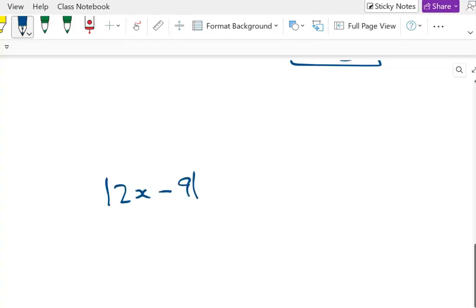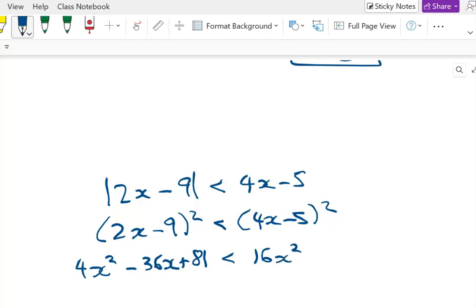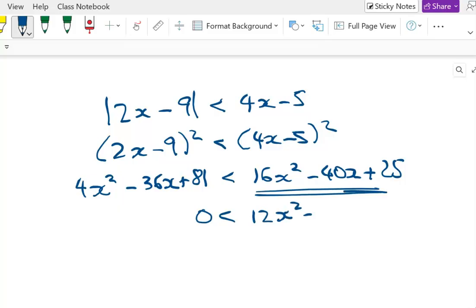If we've got this, and I square both sides, I'm going to have (2x minus 9) squared is less than (4x minus 5) all squared. Right, this is where the errors started coming in. I just have to accurately square both sides. So we get this. Always better to work with a quadratic where the coefficient on the x squared is positive. So I pulled everything over to this side. So 12x squared minus 4x plus 25 minus 81 gives me minus 56.